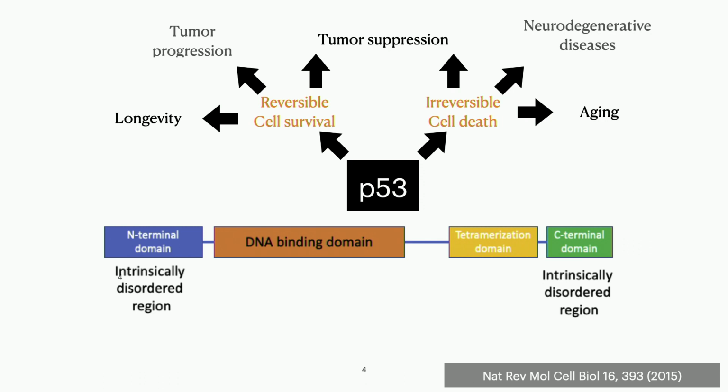This protein includes the N-terminal domain, the DNA binding domain, the tetramerization domain, which helps it to work together as a tetramer, and the C-terminal domain. It has been found that the N-terminal and C-terminal are intrinsically disordered regions, which are really flexible and really difficult to study in experiments.